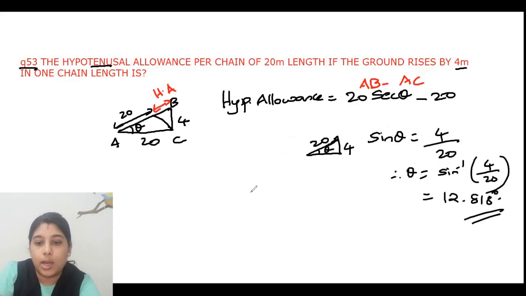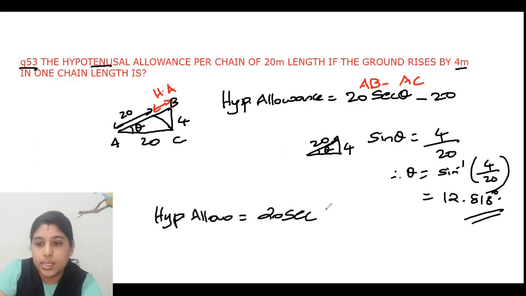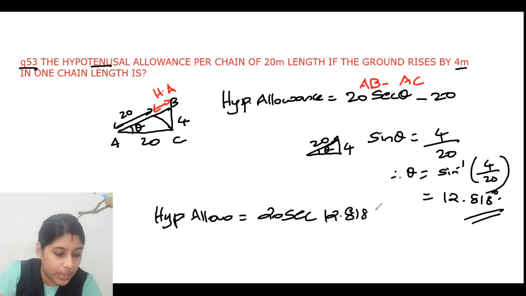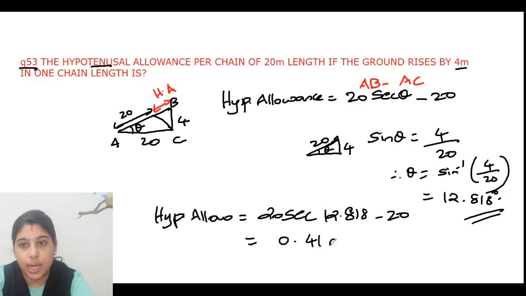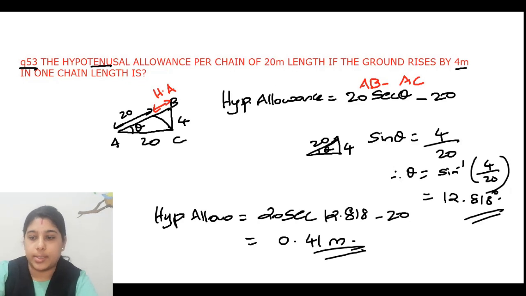So we can substitute back here. The hypotenuse allowance will be 20 sec 12.818 minus 20. When you substitute it, you will get the answer 0.41 meter. So this is the hypotenuse allowance. This is one type of problem. We are going to discuss another next.